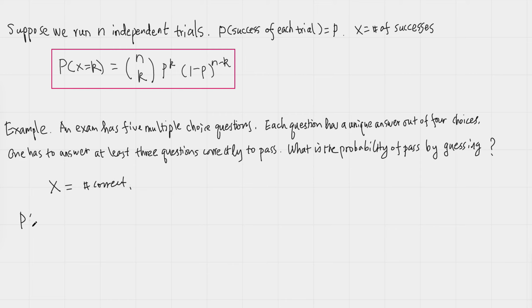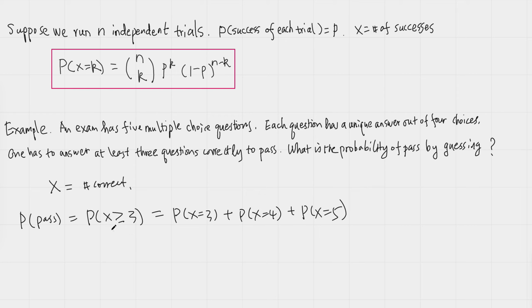Now the probability of a pass is equal to the probability that x is greater than or equal to 3. And this is equal to the probability x equals 3 plus the probability x equals 4 plus the probability x equals 5. This is because if x is greater than or equal to 3, x has 3 possible values: 3, 4, and 5. Let's calculate these probabilities using the binomial formula.